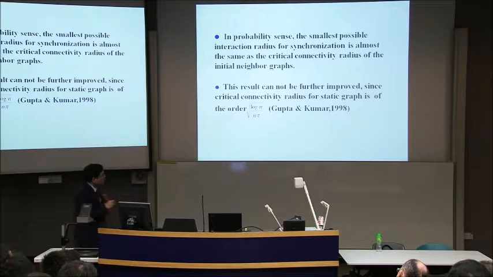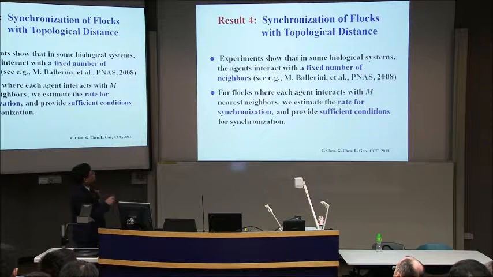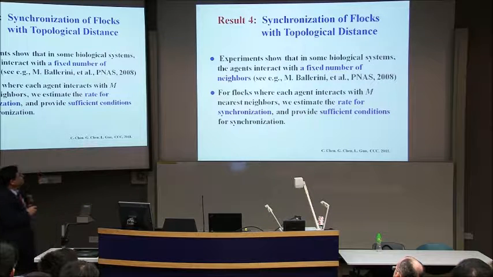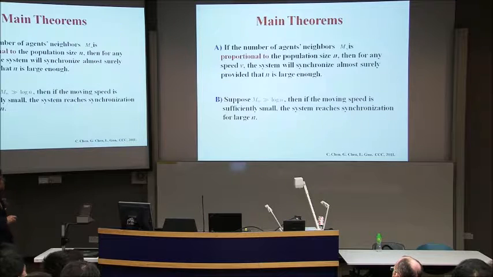The next result concerns another kind of neighbors, the synchronization of flocks with topological distance. Experiments really show that in some biological systems, the agents interact with a fixed number of neighbors, as I mentioned before, and so not geometric neighbors. For flocks where each agent interacts with m nearest neighbors, we estimate the rate for the synchronization problem and the sufficient condition. Here are two results.